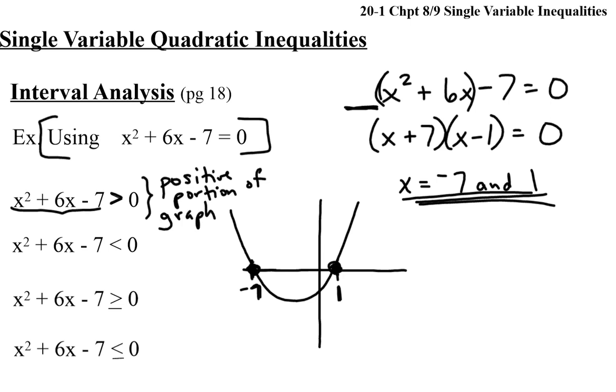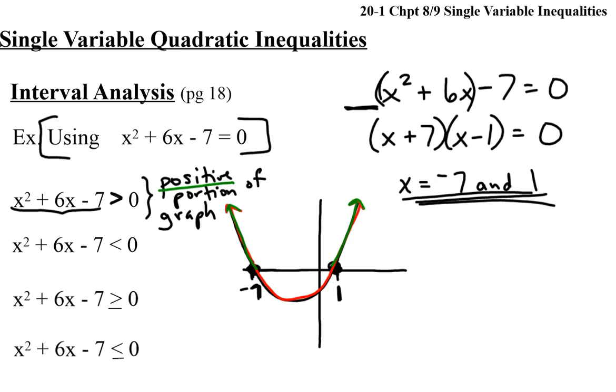Well, when I take a look at this graph that I've quickly sketched, where is the positive portion of the graph? That's what we need to identify. Well, the positive portion of the graph is the part that's above the x-axis. And so identifying what part of the graph is positive can help us come up with a solution.